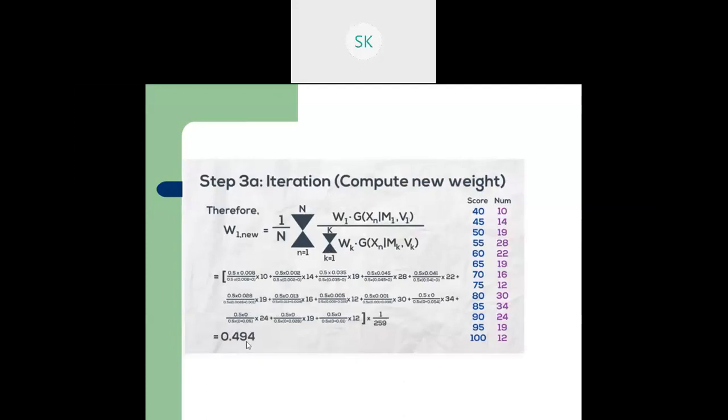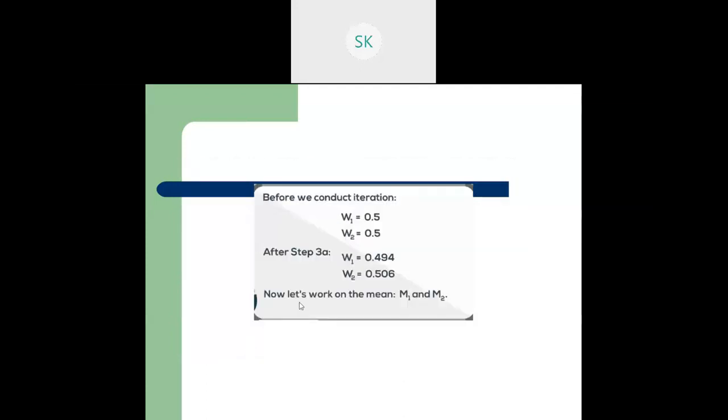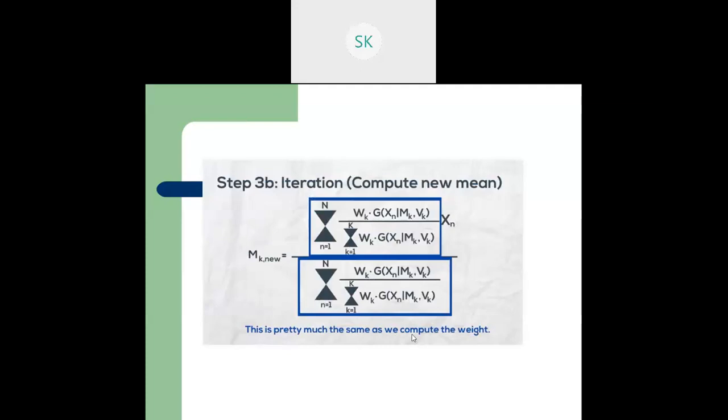0.506, 0.494. Now let's work on the means, M1 and M2. That is the second parameter. We have three parameters: weight W, mean M, and variance V. We have updated our first parameter W. Now we are updating the mean, the second parameter, and then we'll update the next, that is the variance.